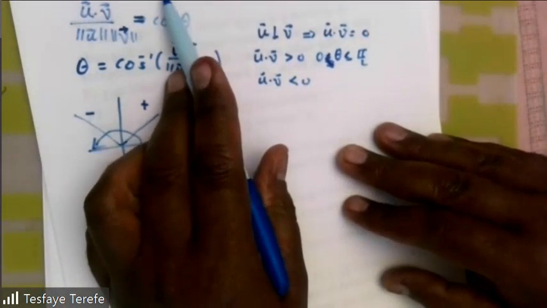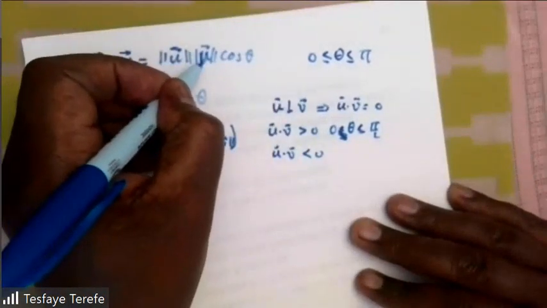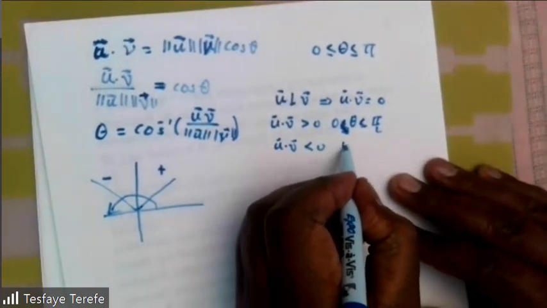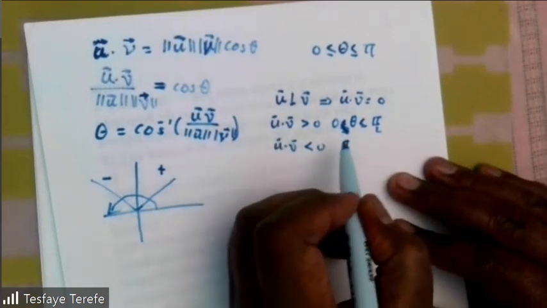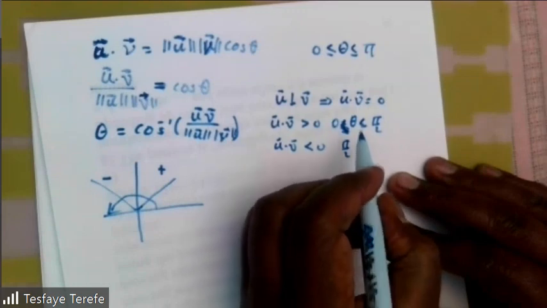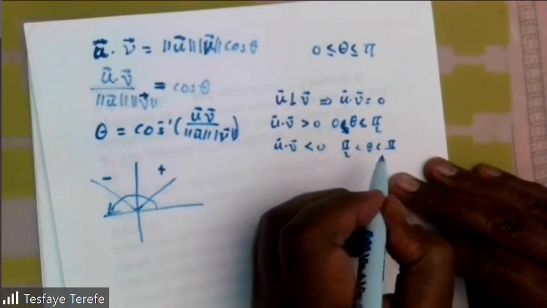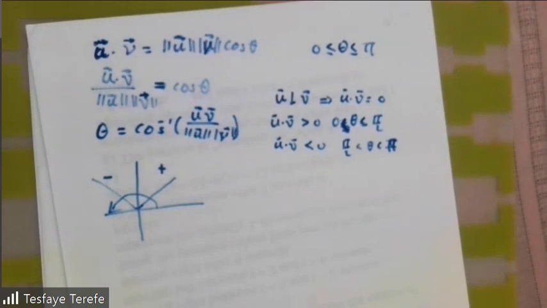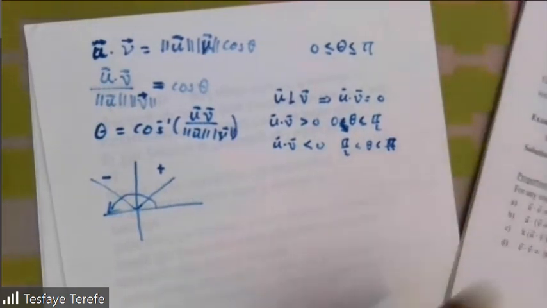Then if u dot v is less than 0, that means the cosine value is affecting it, because the norm of u is a positive number, the norm of v is a positive number. Length cannot be negative, so the angle is really influencing it. Therefore, the two vectors are forming an obtuse angle, which is between pi over 2 and pi. That is really what we need to know.